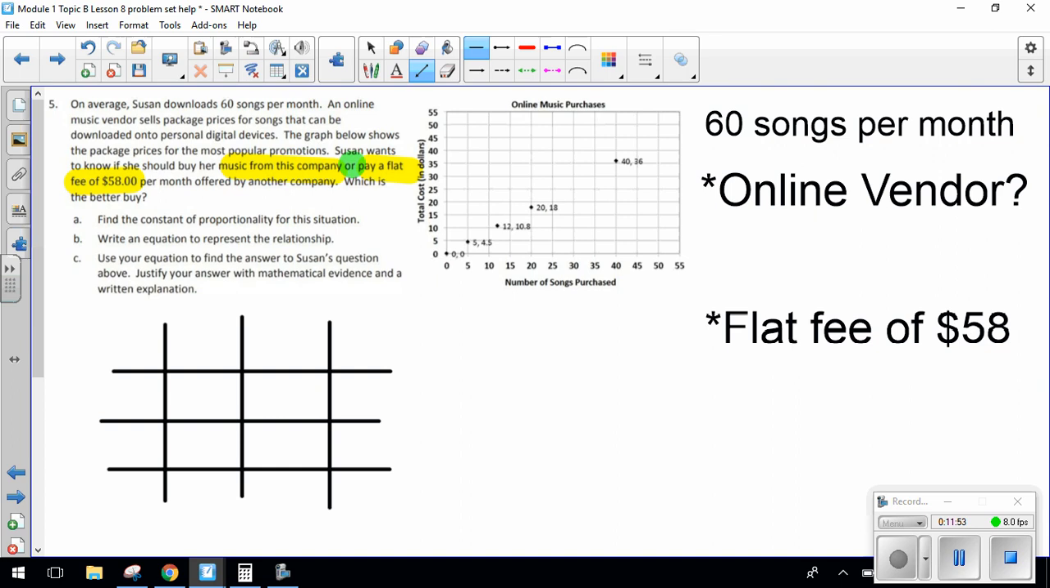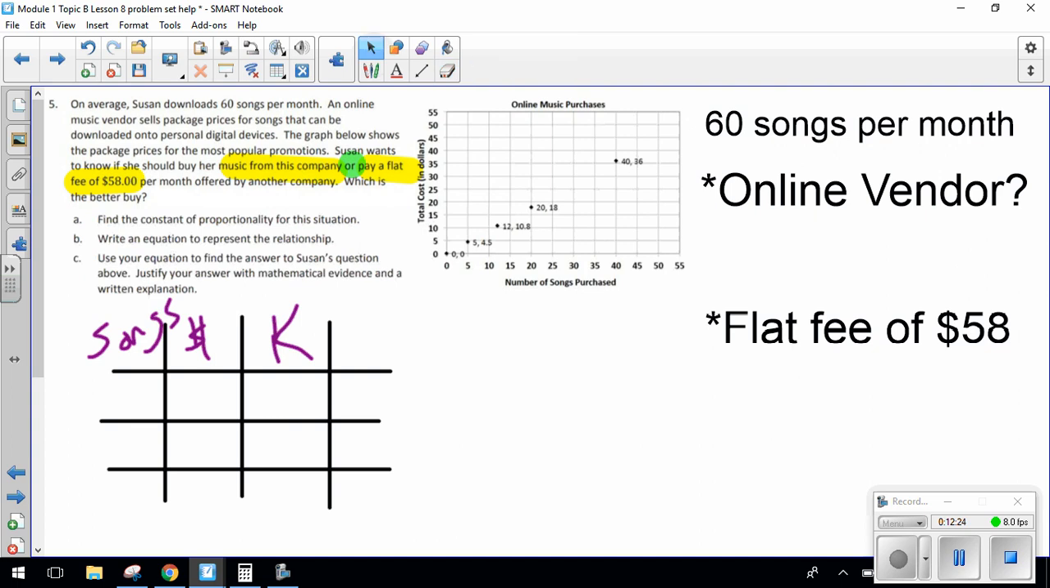And what we're going to do is find the unit rate to this online music purchase. So we have the number of songs. We have the total cost. And then we're going to have our K, our constant of proportionality, or our unit rate. That last column we don't really need.